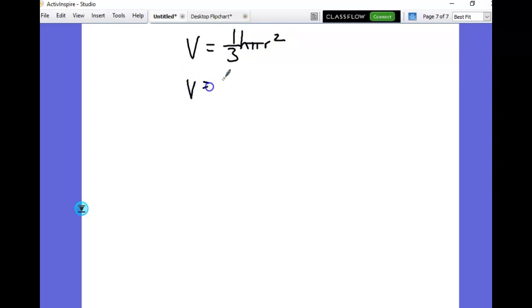Now, first thing I'm going to do is I want to put the pi with the 3 just because they're both just constants. I just want to put those together. I'm just rearranging things a little bit.